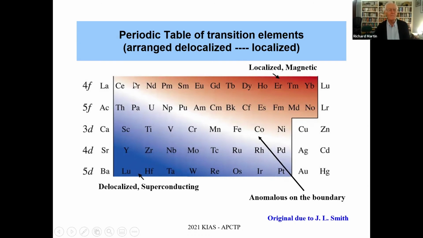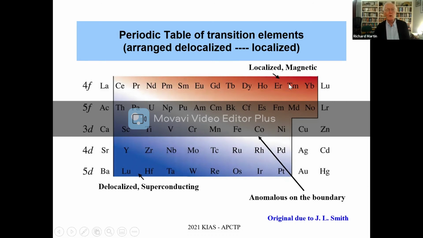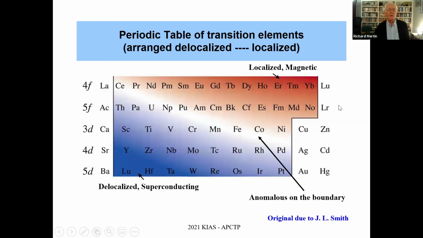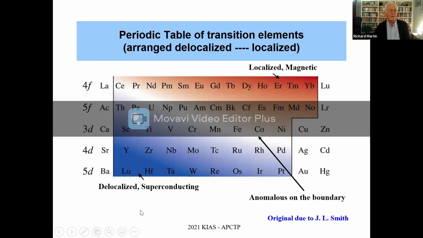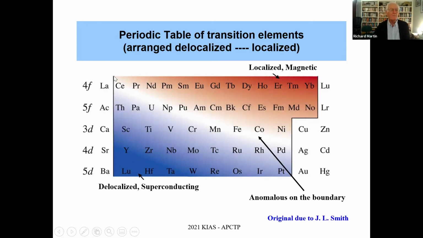And as you go across the table, things get more localized because the nuclear charge gets larger and the states are pulled in more toward the nucleus. So in the upper right are systems that are very localized and magnetic, and they're basically described by spin models. At the lower left are systems that are basically described by band models, and one of the features that often happens is they're superconducting, and it's just places in the middle that are between the superconductors and the magnetic materials, so the ones that have the most anomalous properties.